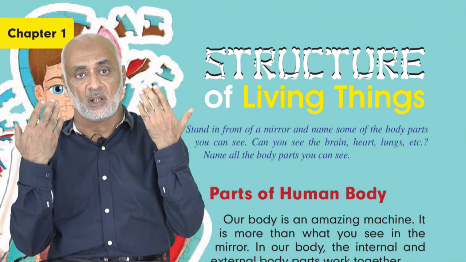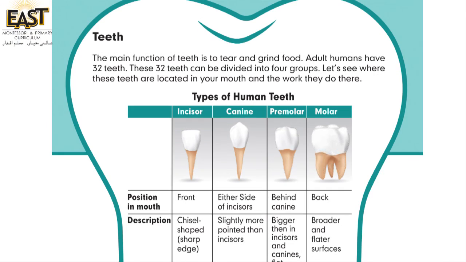So let's start with teeth. Now look at this. You're going to read this chapter about our teeth, and you will look at these pictures. We have incisors, canines, premolars and molars in our mouth, and it says position in mouth, their description and function. There are 32 teeth which are divided into 4 types: incisors, canine, premolar and molar. Then you will read the position in mouth, their description and their function.